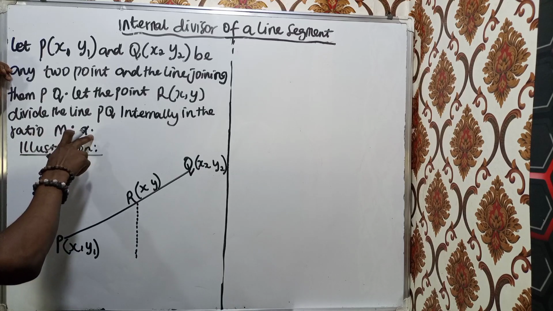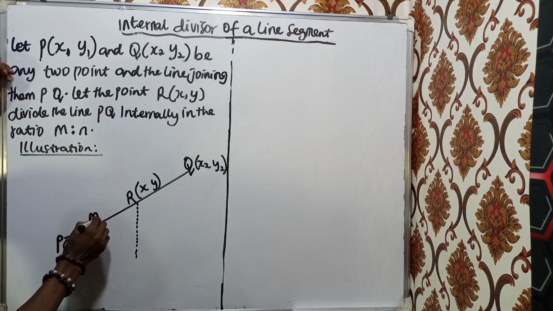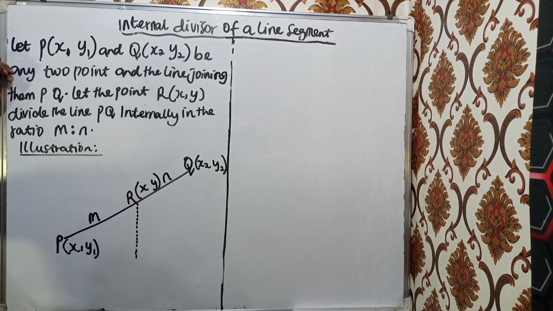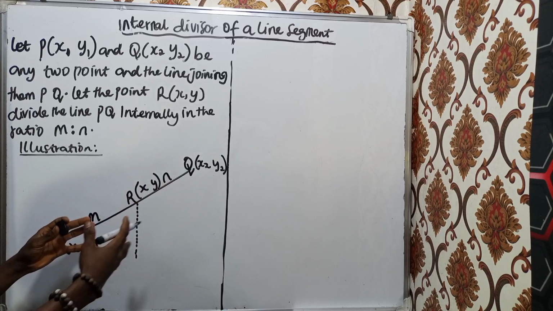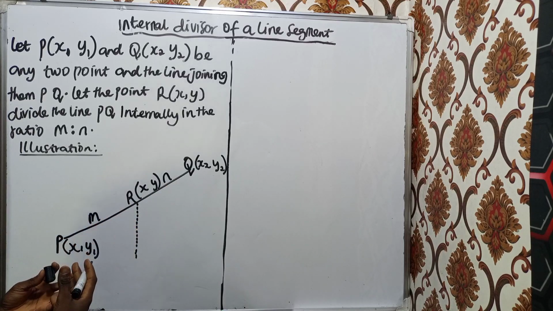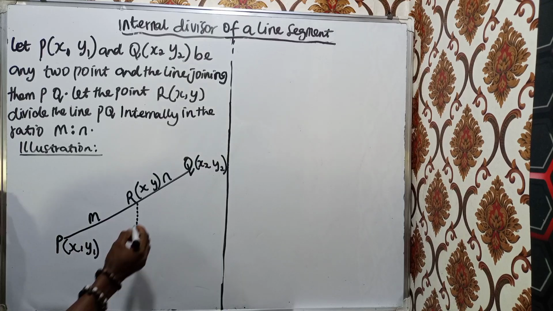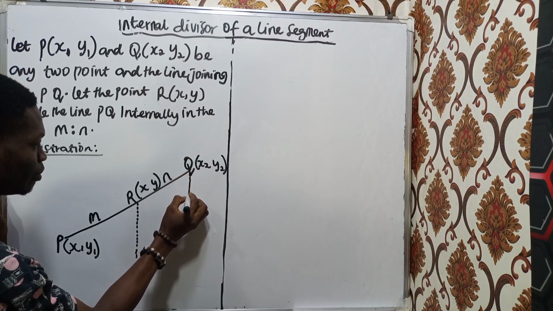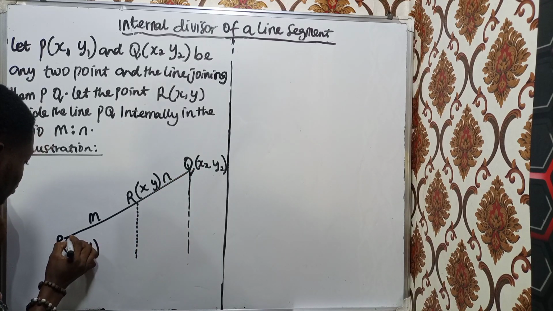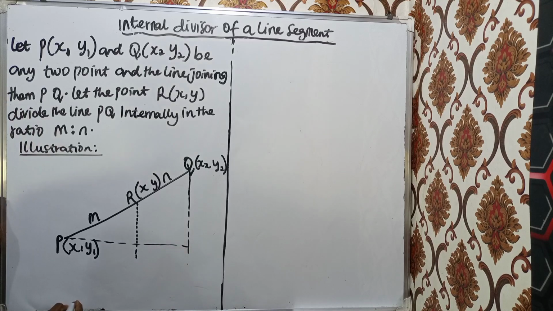In the ratio m is to n. So here can be m, here can be n. You understand? It's not that it divided it equally. If it divided it equally, it would be m is to m or n is to n. So I can draw my line here and draw another line here.